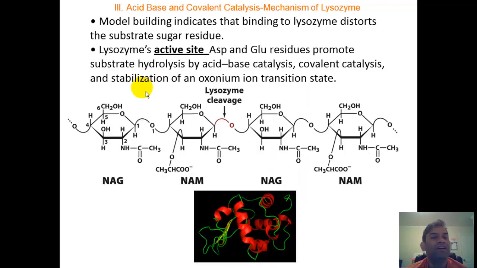So now we will talk about our third mechanism here, and this is lysozyme. So lysozyme as an enzyme actually cuts at N-acetylmuramic acid and N-acetylglucosamine. So if you remember, that's the main polymer of peptidoglycan.